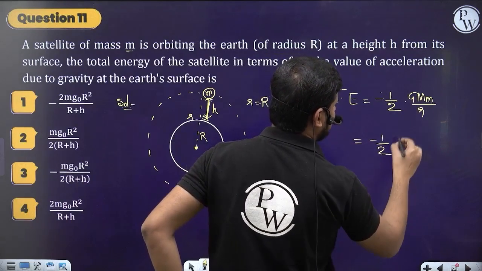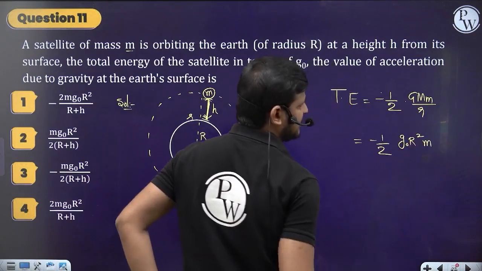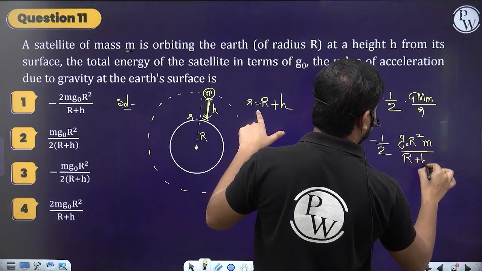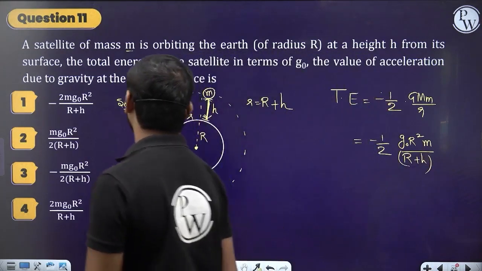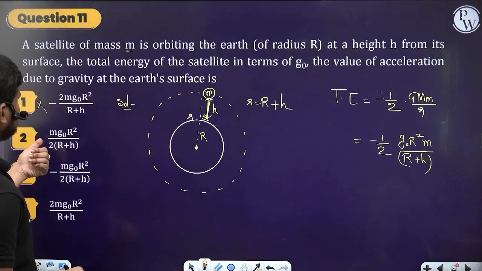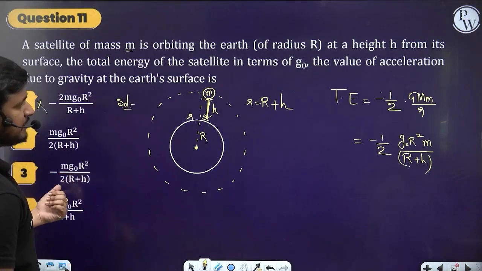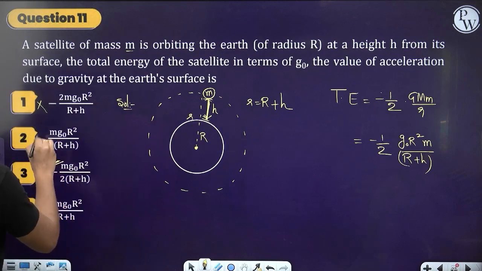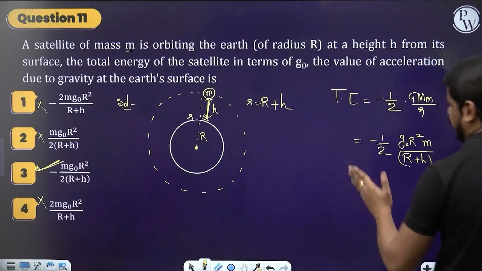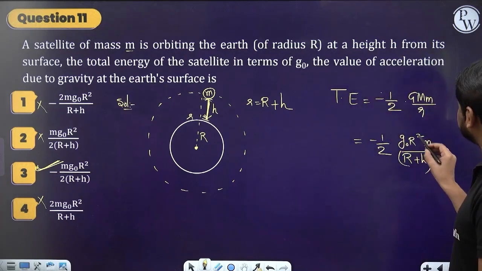So in place of GM, I am writing g0 R square, with m by small r, which is nothing but the radius of the Earth plus height h. Check for this option. Minus 2 is not there in the numerator. So it should be, first of all, minus m g0 R square by 2 into R plus h. This is the correct answer. The minus is also important. The total energy should be negative here. Done? Clear, guys? Sir, how did you get this g naught into R square?